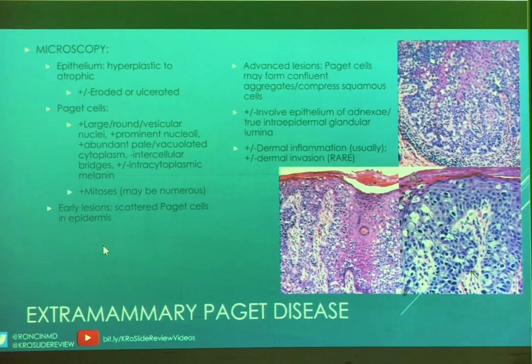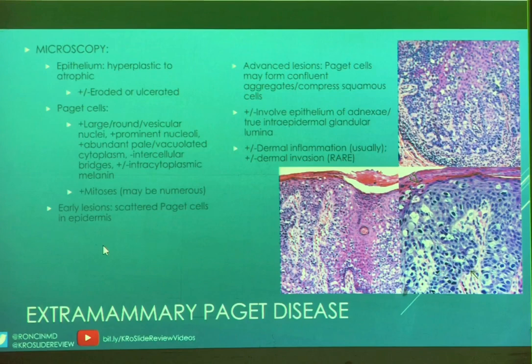Our actinic keratosis. But does it involve, or does it not involve? Does not involve. So this may involve the adnexa, whereas your AK usually doesn't. There are exceptions to every rule, but as a general rule of thumb, AK doesn't. You may or may not see dermal inflammation, and you may or may not see dermal invasion, just to complicate things further. So the pictures are just showing you various levels of scattered Paget cells throughout the epidermis.